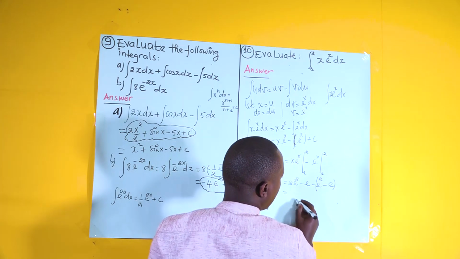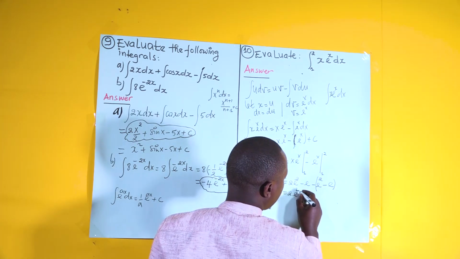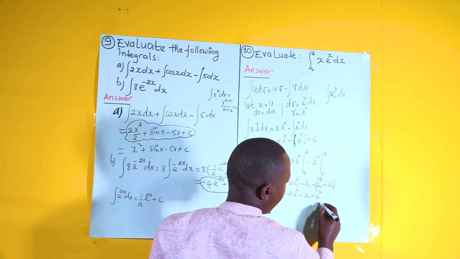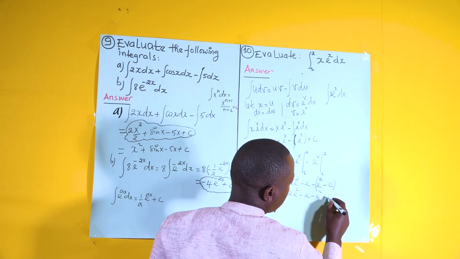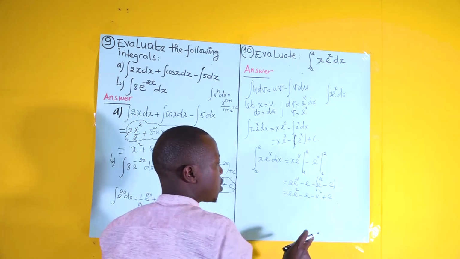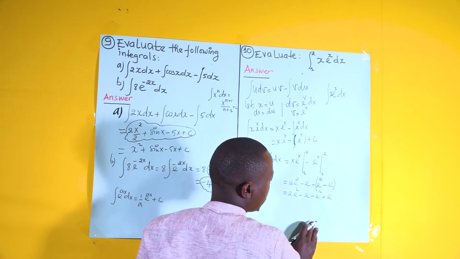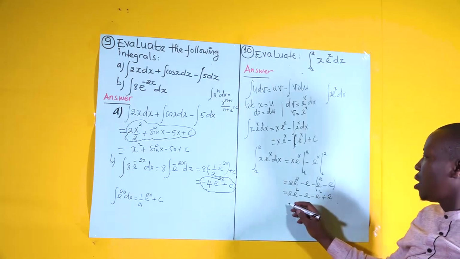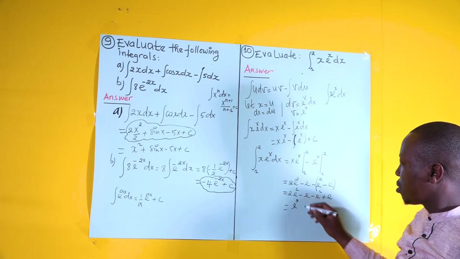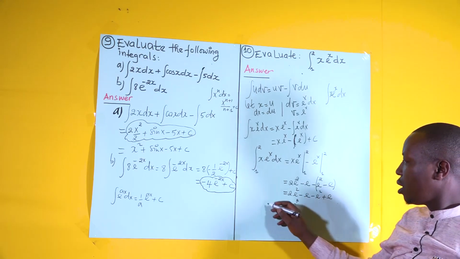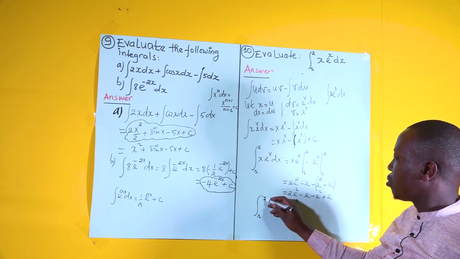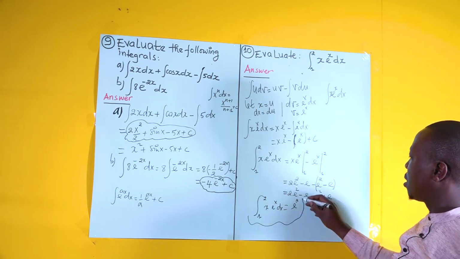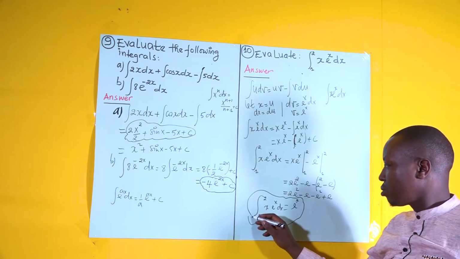Right? So remove the bracket: 2 minus minus square. Then minus gives us positive what? So negative and positive cancel each other, then 2 squared minus 1 squared will give us a squared. So the integration from 1 up to 2 of x dx will give us power 2.